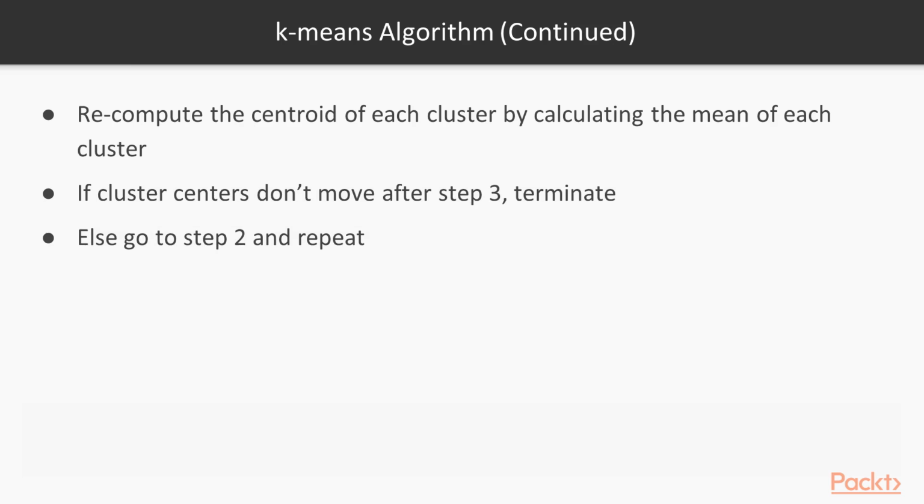We assign each data sample to the clusters again, and then we recompute the centroids again and see if they change now, until we have converged and there is no change in the cluster centers. So let's look at a simplified example of this algorithm.